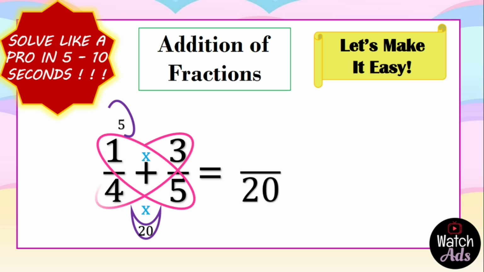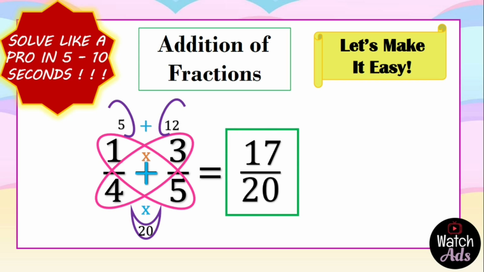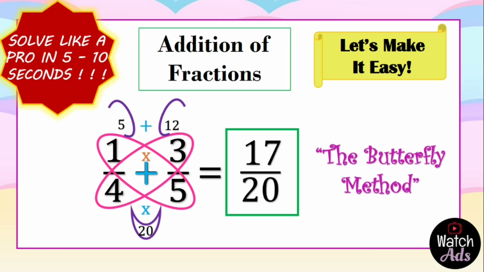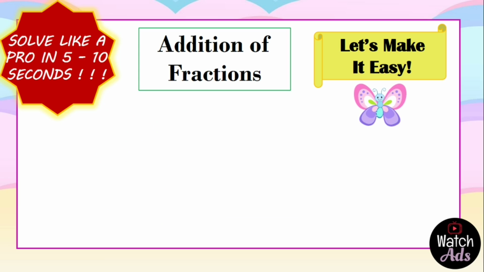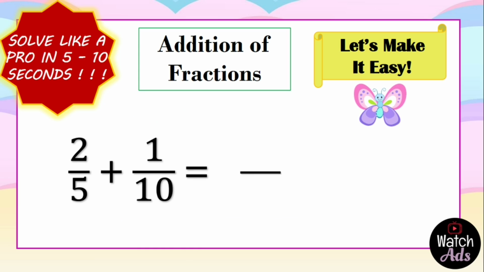Next, we multiply 3 and 4. The answer is 12. Since our process is addition, we add 5 and 12. It gives us 17/20. We check if it is in the lowest term, and yes, it is in the lowest term. Therefore, it is our final answer. If you have noticed, we have drawn something like a butterfly, and it's called the butterfly method. Let's have our third example.